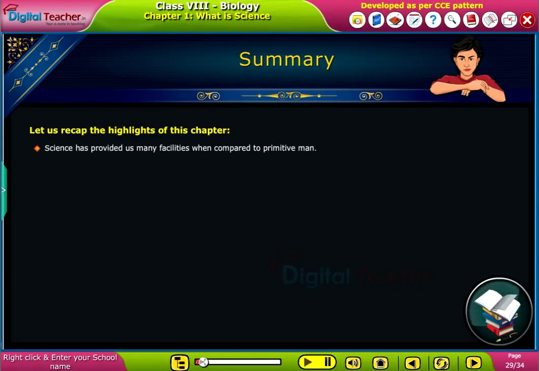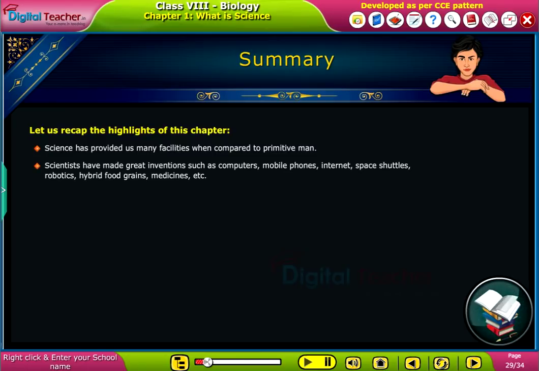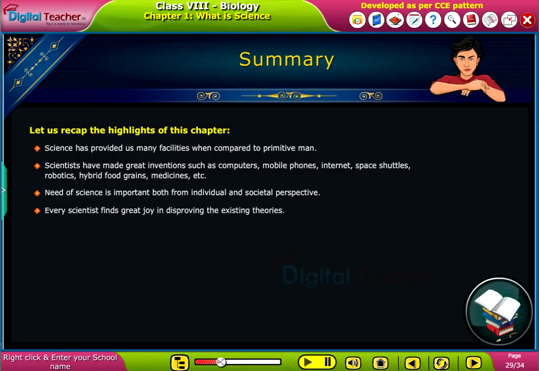Science has provided us many facilities when compared to primitive man. Scientists have made great inventions such as computers, mobile phones, internet, space shuttles, robotics, hybrid food grains, medicines, etc. Need of science is important both from individual and societal perspective. Every scientist finds great joy in disproving the existing theories.